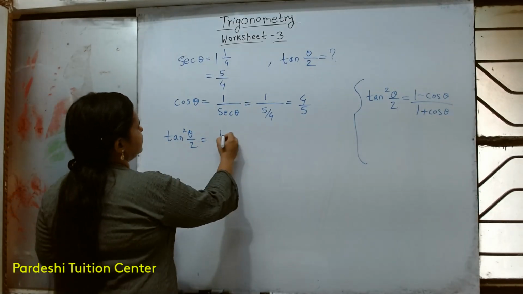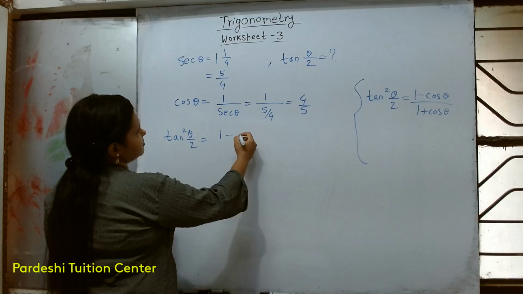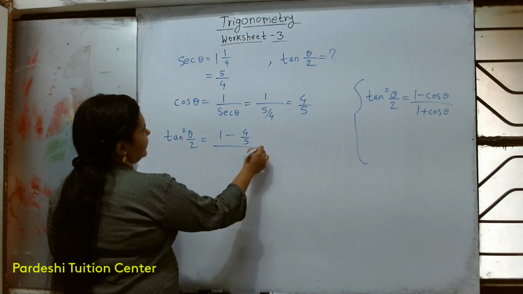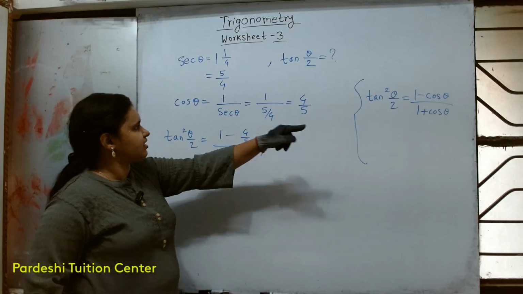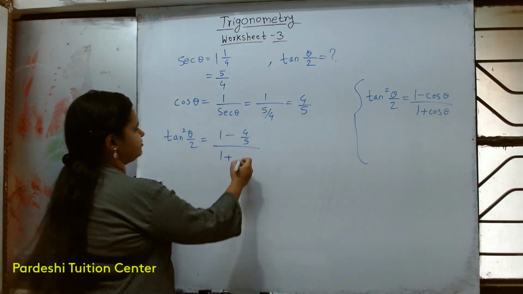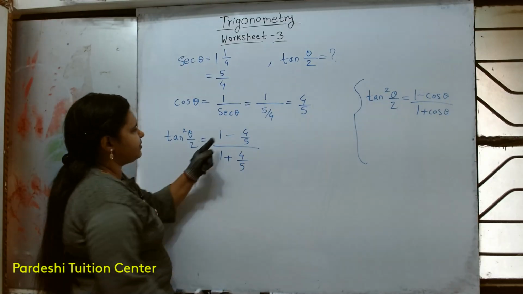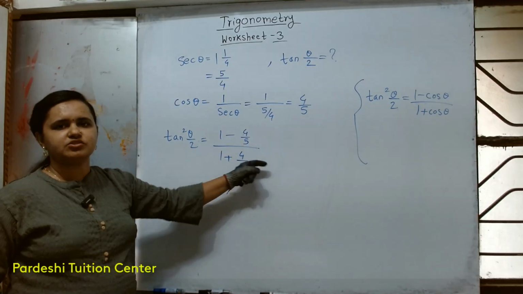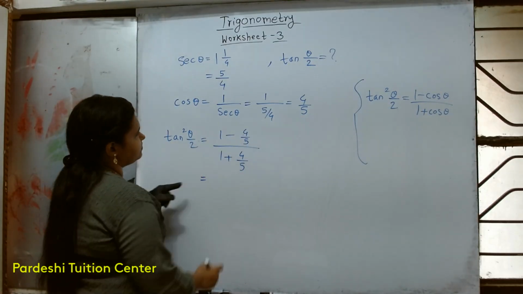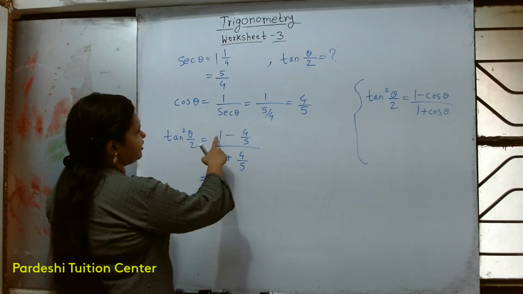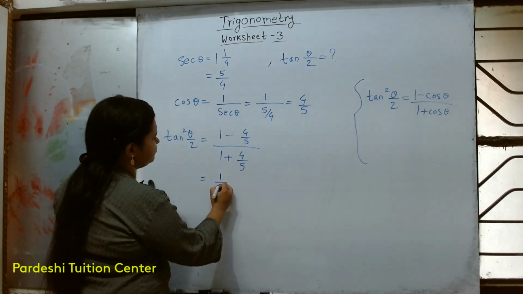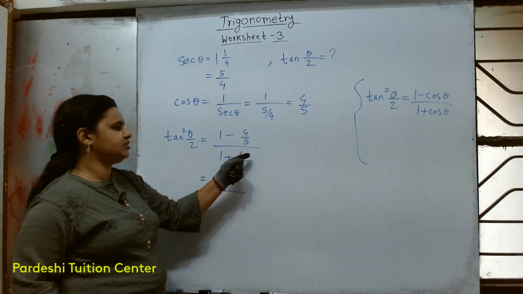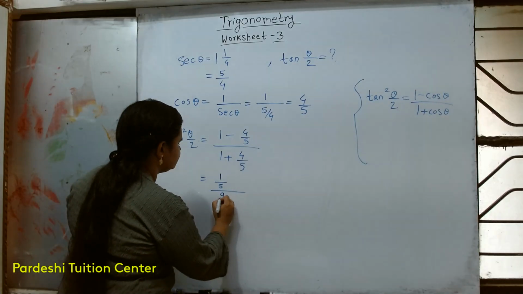Equals to 1 minus cos theta. I will directly write cos theta is 4 by 5, and 1 plus cos theta, cos theta is again 4 by 5. So it is 1 minus 4 by 5 upon 1 plus 4 by 5, that is 1 minus cos theta upon 1 plus cos theta. If I take LCM, it will be 5 minus 4, that is 1 by 5, upon again LCM is 5, 5 plus 4, that is 9 by 5.